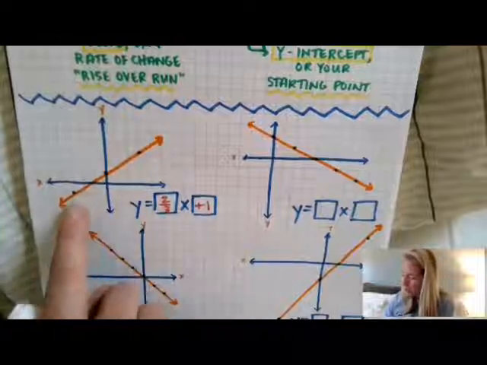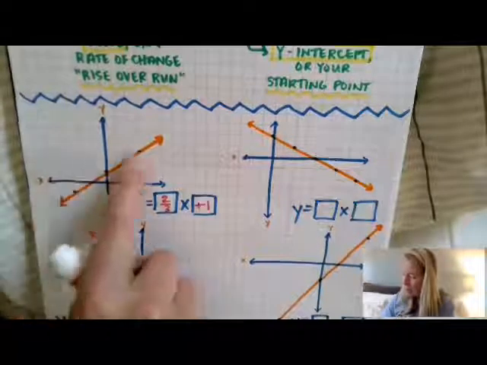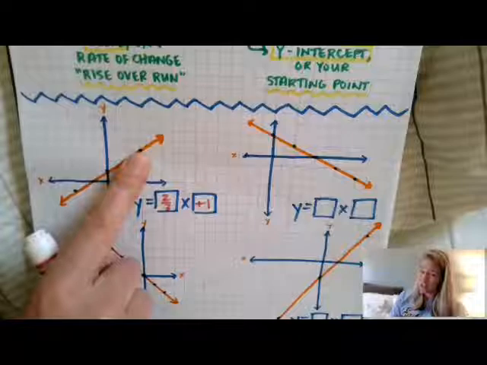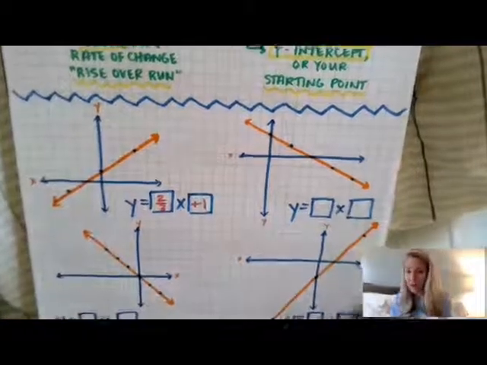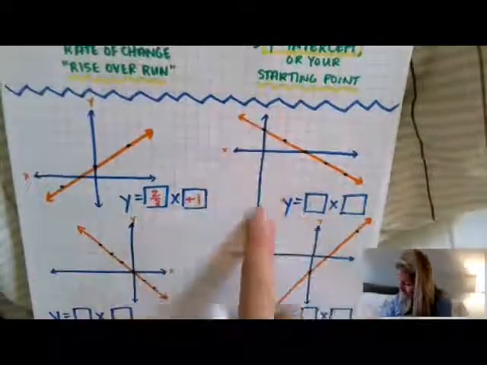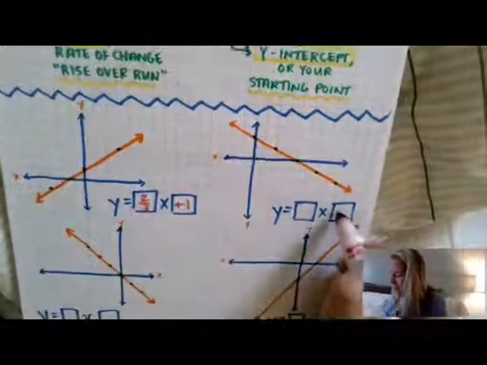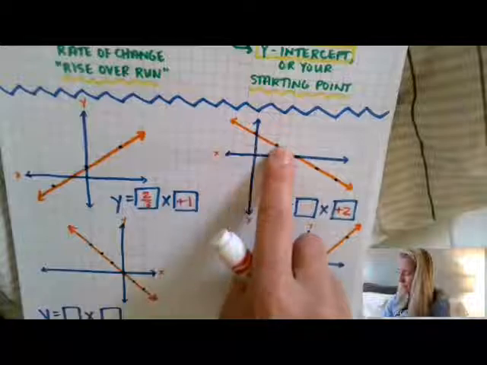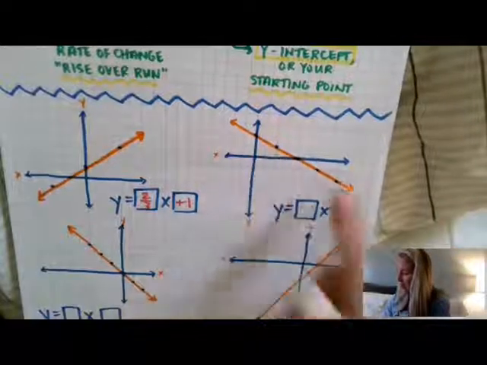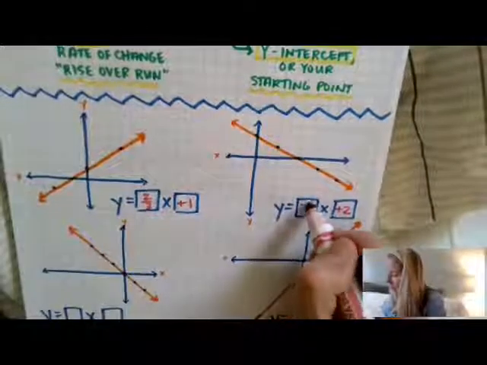What if I picked this point and this point? I'd go up 4 over 6, and that would also simplify to be 2/3, okay? So it works either way. On this one, our starting point on our y-axis is positive 2, so plus 2. We're going to go down the elevator 1 over 2, down 1 over 2, always moving from the left to the right.